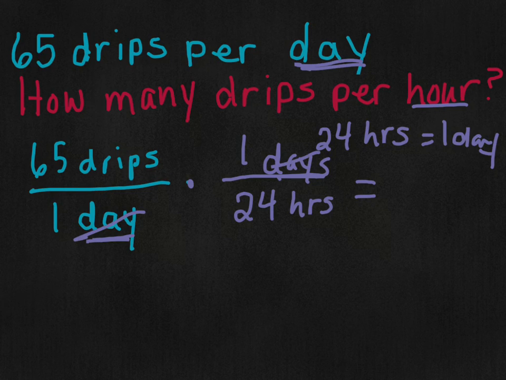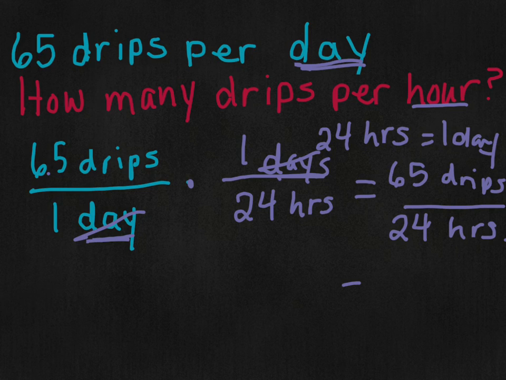So our days will cancel our days. And 65 times 1 is 65 drips. And 1 times 24 is 24 hours. Now this isn't a unit rate. We need to know how many drips per hour, so we need a unit rate. So we're going to divide by 24 over 24 to get drips per hour. We need 1 hour. So 65 divided by 24 gives me 2 7/10 drips per hour. That is a slow dripping faucet.